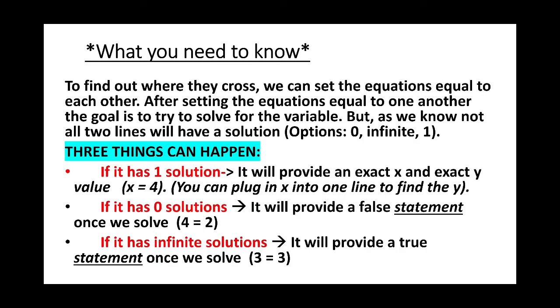So what do you need to know from this? We're trying to find out where they cross and if they cross. In order to do that, we need to set the equations equal to each other. After setting them equal to each other, the goal is to try to solve for x, the variable. But as we know, not all two lines will have a solution because there could be 0, infinite, or 1. Three things can happen when you're solving it algebraically.